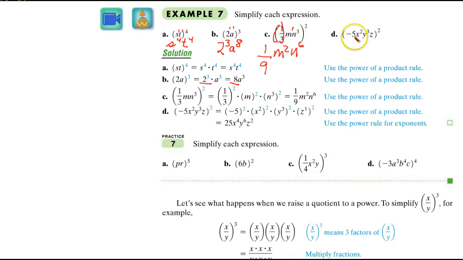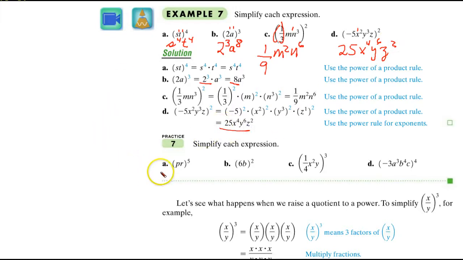Now, something we may or may not have mentioned earlier: if you are squaring or raising to an even power something that is negative, it's going to become positive because you have a negative times a negative. So this becomes positive. And then 5 squared is 25. X just multiplied to the 4th. Y to the 6th. Z to the 2nd.